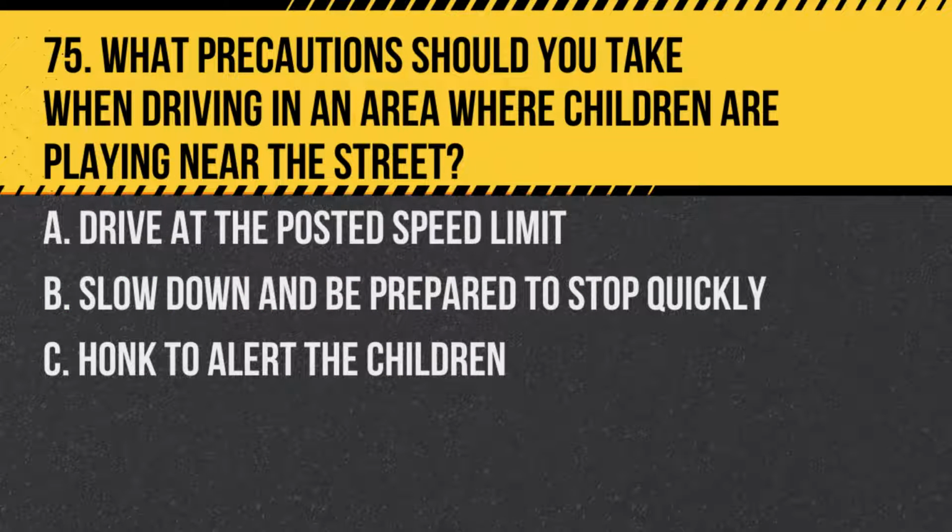Question 75. What precautions should you take when driving in an area where children are playing near the street? A. Drive at the posted speed limit. B. Slow down and be prepared to stop quickly. C. Honk to alert the children. Answer: B. Slow down and be prepared to stop quickly. Children can be unpredictable, so extra caution is necessary.